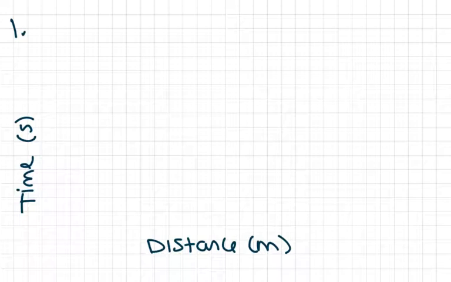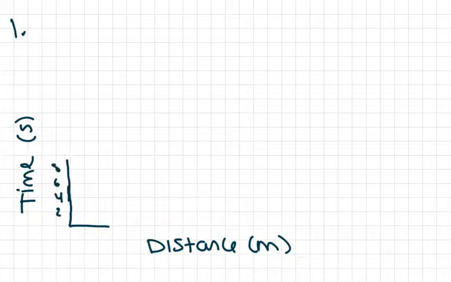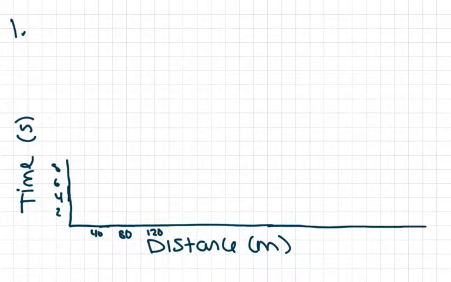So just take a moment to plot those points. On the y-axis, there's room for you to go up by 2s. So you go 2, 4, 6, 8, etc. And on the x-axis, you can go up by 20s. So 20, 40, 60, 80, 100, 120, and so on. All right, so take a minute to fill those in.